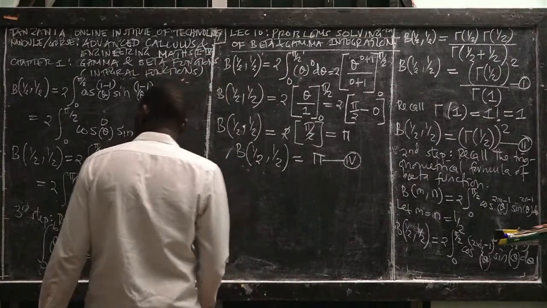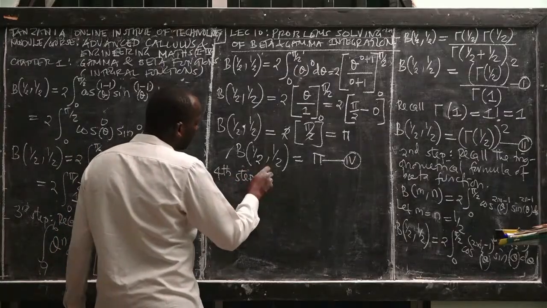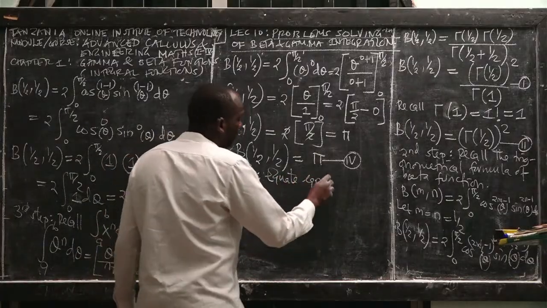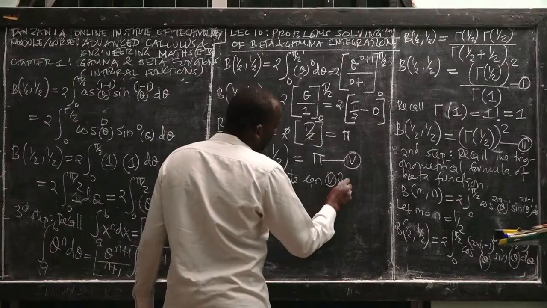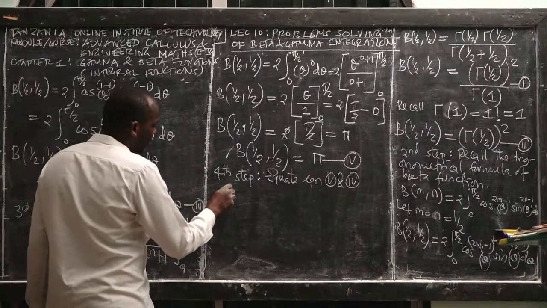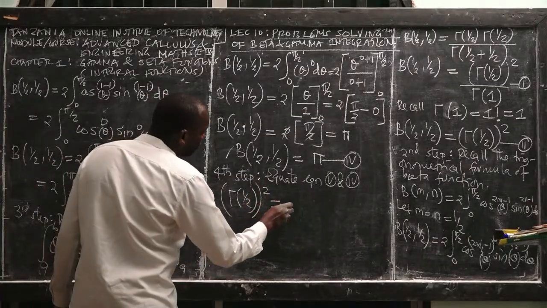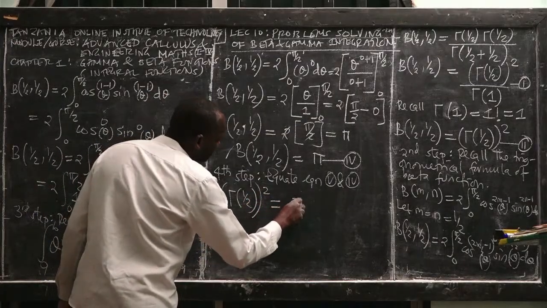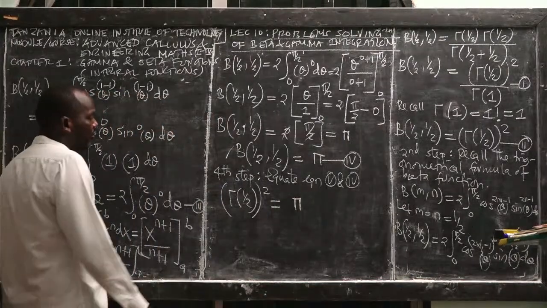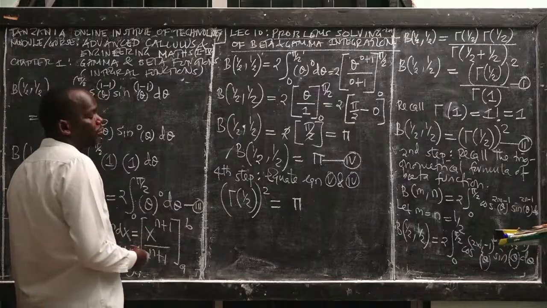So we move into the fourth step. Fourth step, we say that equate. Equate what? Equate equation 5 and equation 4. So if you equate, what do you have? We have gamma of a half squared, this is equal to pi. Remember we are given to show that gamma of a half is equal to under root pi.